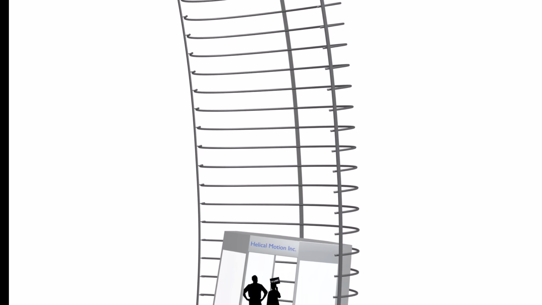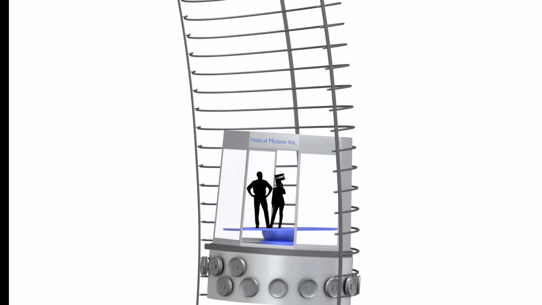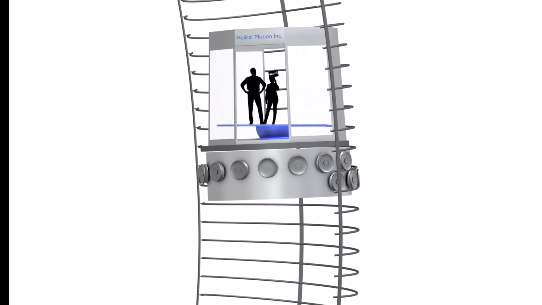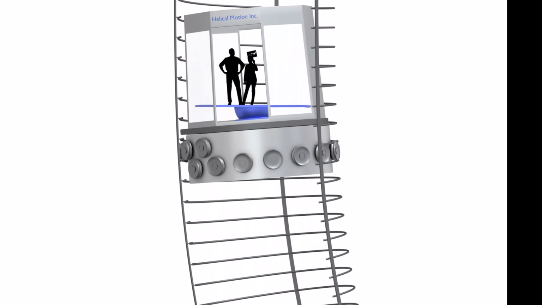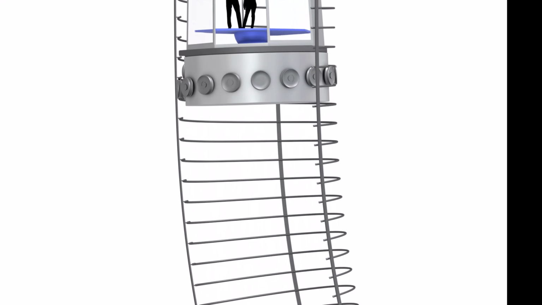Varying the pitch slightly on one side of the helix introduces a slight curve. The elevator car can traverse in a curvilinear path. The shape of the elevator car is tapered towards the top to accommodate curves in the path.